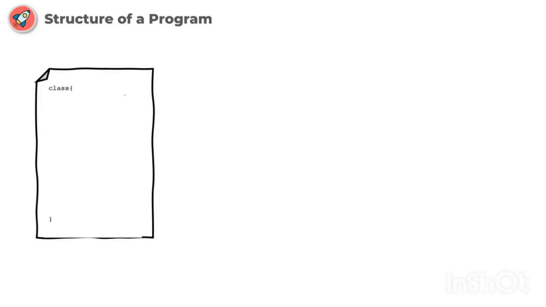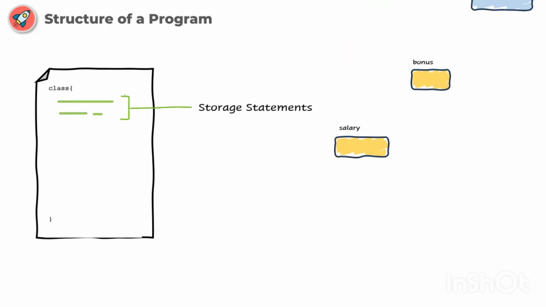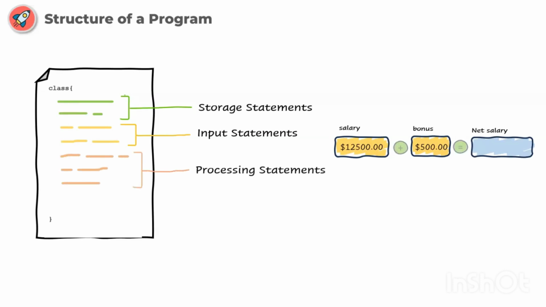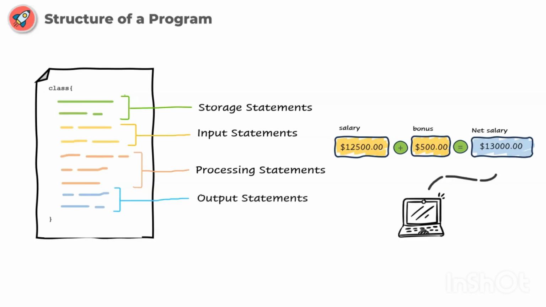In a computer program, the instructions issued to a computer are called statements. In general, statements are categorized into the storage statements that instruct the computer to allocate memory space, the input statement that assign or set values in the storage spaces, processing statements that perform one or more operations on the data. We will look at it in detail just now. And finally, the output statements that send the results of the processing to an output device that presents it to the user.